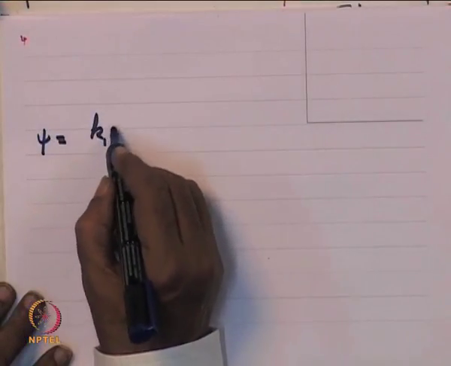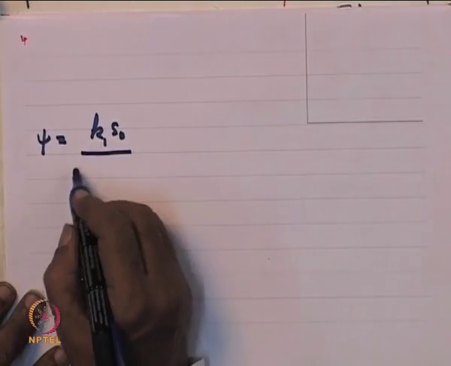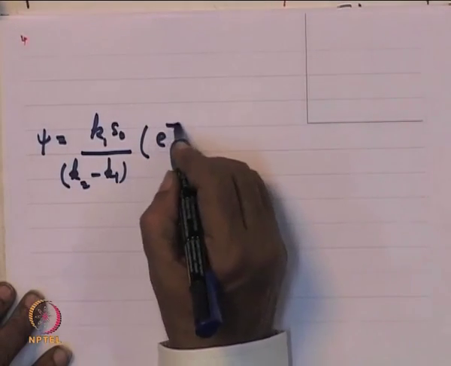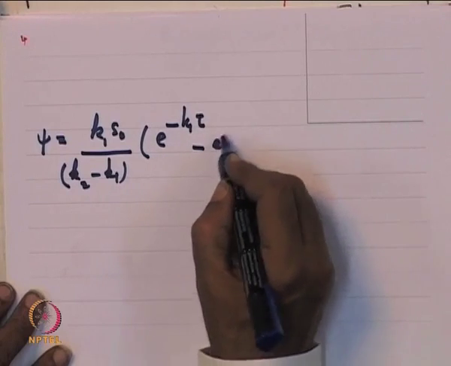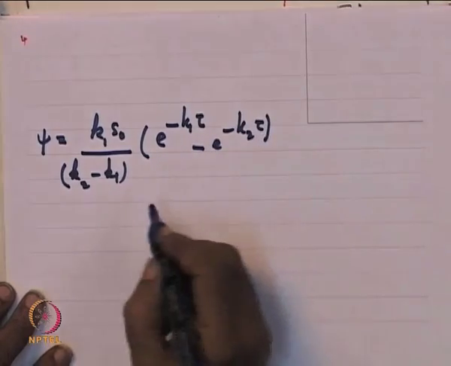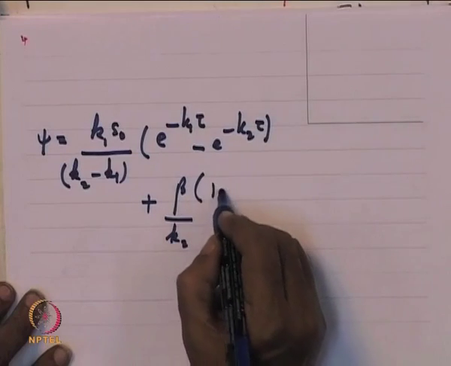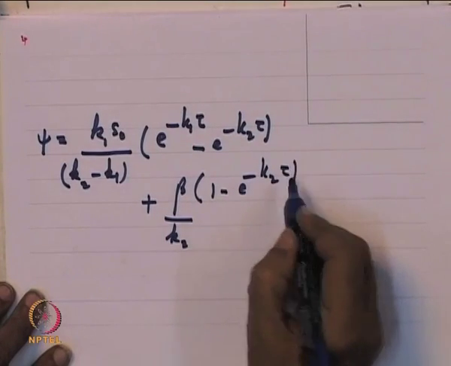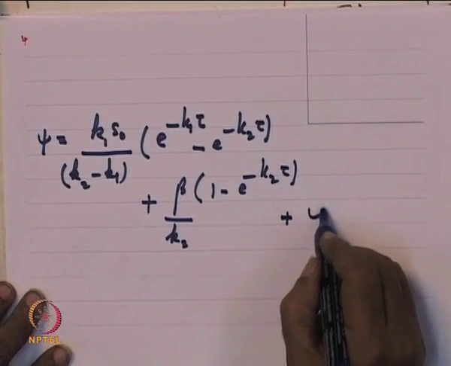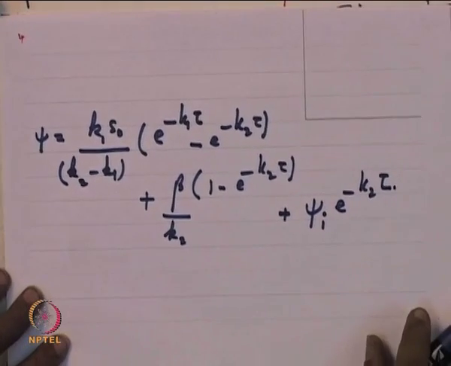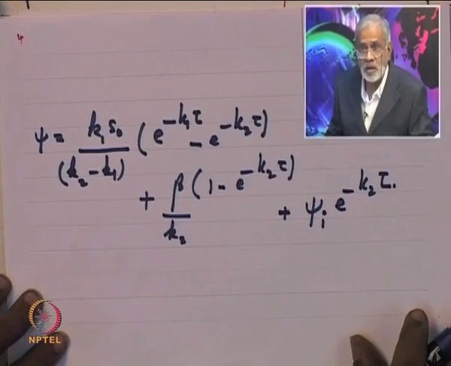So, what we have shown before is that psi equals k 1 S naught divided by k 2 minus k 1, okay, times e raised to the power of minus k 1 tau minus e raised to the power of minus k 2 tau, okay, plus beta divided by k 2 times 1 minus e raised to the minus k 2 tau, okay, plus some initial term. So, this is the solution that we have already gotten.